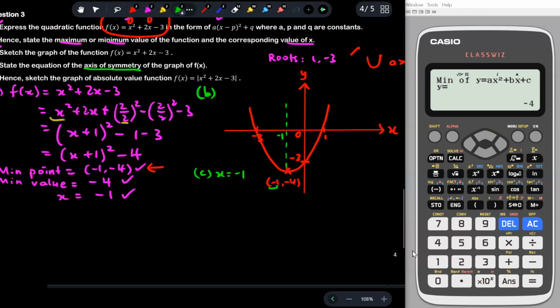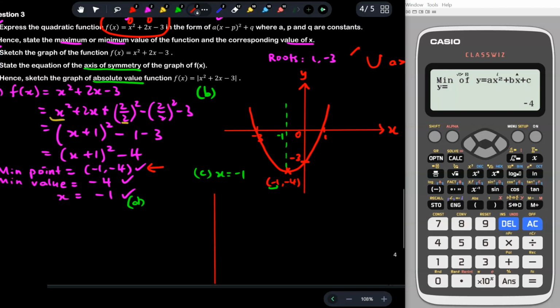So now the last question is sketch the graph of the absolute value function, f(x) equals modulus x squared plus 2x minus 3. When it's in modulus, it means that the graph is reflected in the x-axis, meaning there's nothing which is below the x-axis. So let's draw this. For D, I'm going to draw it over here.